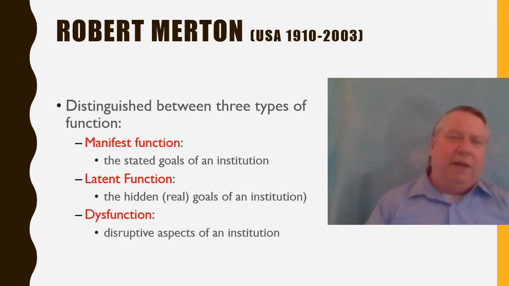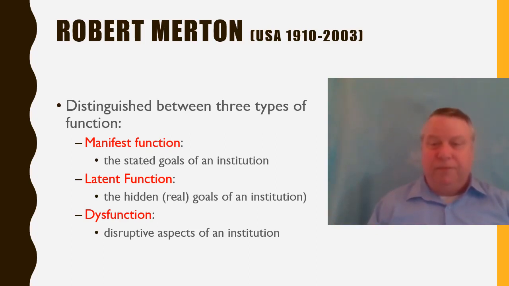Another very prominent sociologist or functionalist was called Robert Merton. Merton and Talcott Parsons obviously worked together. Now, Merton distinguished between three different types of function. And again, these are useful concepts, but also have some drawbacks.